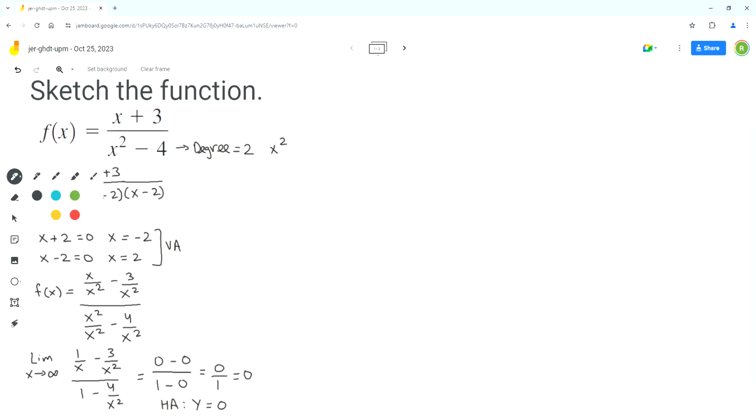Now we should check whether the curve approaches the horizontal asymptote from above or below at the left and the right hand side of the x-axis. So for that, we'll have to apply the limit as x approaches a big negative number and a big positive number. So let's start with the left side. Now we can apply the limit.